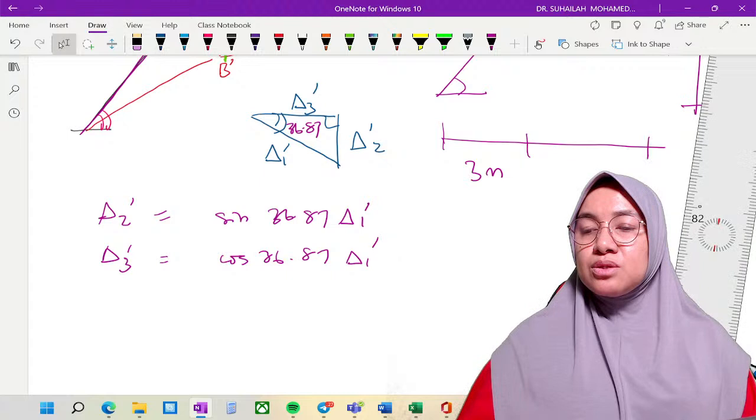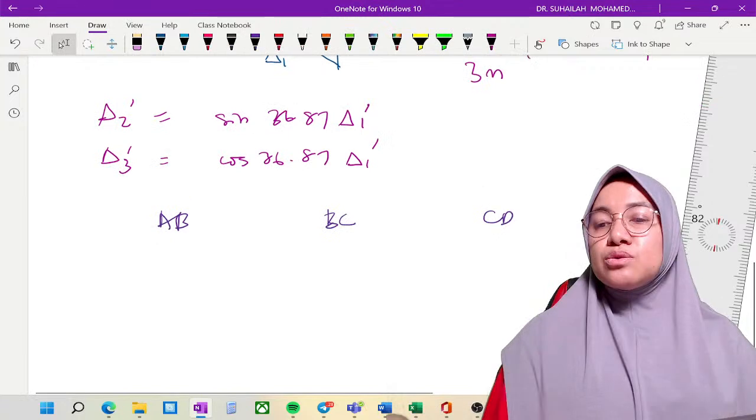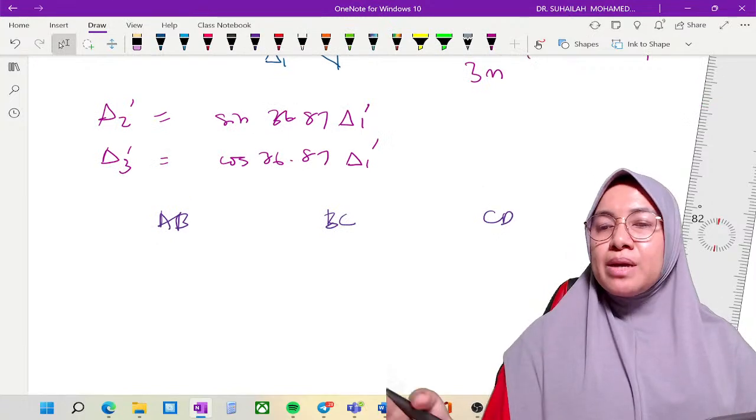So let's say we have A, B. We have AB, and then we have BC, and then we have CD. AB, BC, and CD. So the first assumption that we made is negative 100 because the frame tends to sway to the right direction. And then we have to identify the other two values related to negative 100.